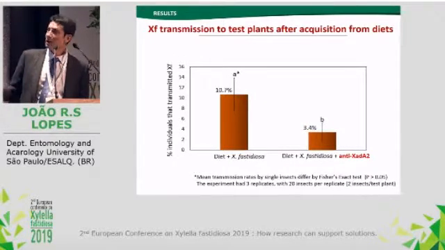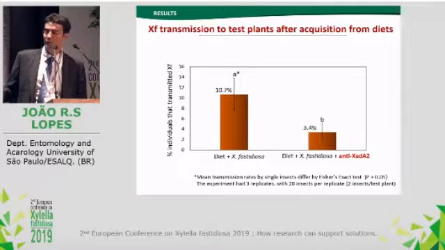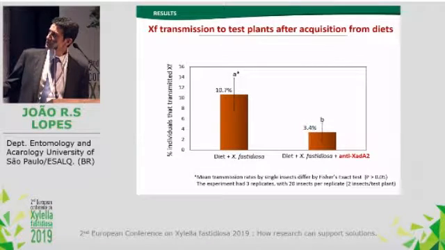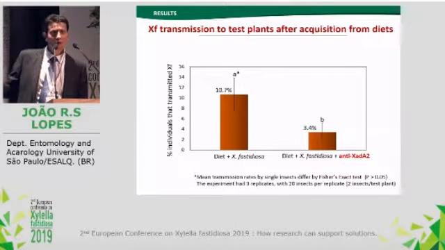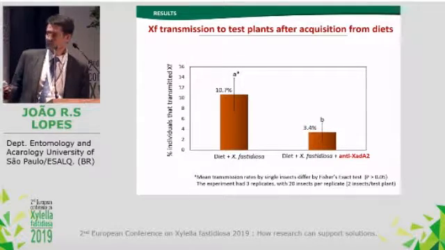Concerning transmission, here are the percent of individuals that transmitted Xylella fastidiosa to the Catharanthus plants, to our test plants. And you see that the transmission rate by single insects was 10%. And when you add the antibodies to the diet, you get 1/3 of that. So there is a reduction, both in acquisition and in the transmission rate.